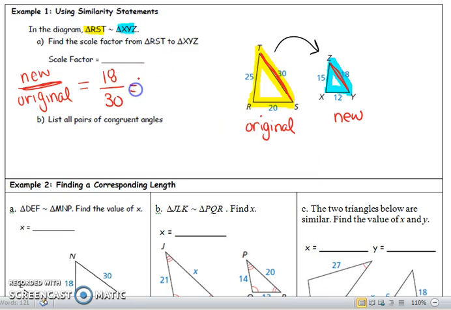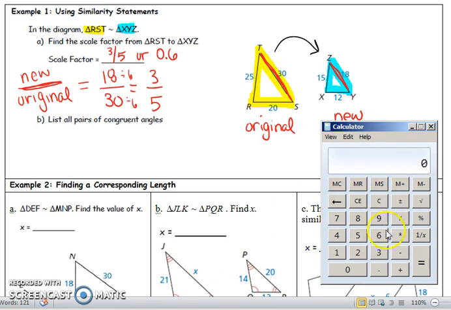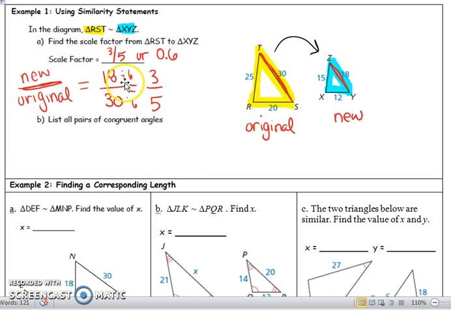You also can reduce this. So we know that 18 and 30 are both divisible by 6. So that's going to give us 3/5. Okay, so the scale factor you could say is 3/5, or if you want to keep it as a decimal, you can write it as 0.6. And just to show you on my calculator, 3 divided by 5, if I hit enter, I get 0.6 exactly. So it doesn't matter if you use the fraction or the decimal for the scale factor here.